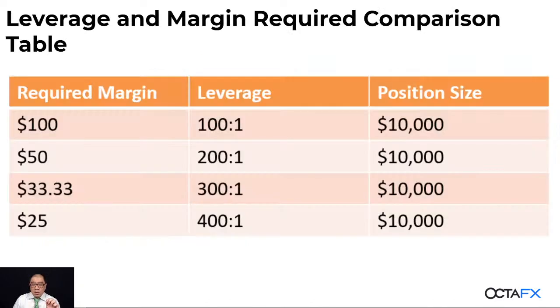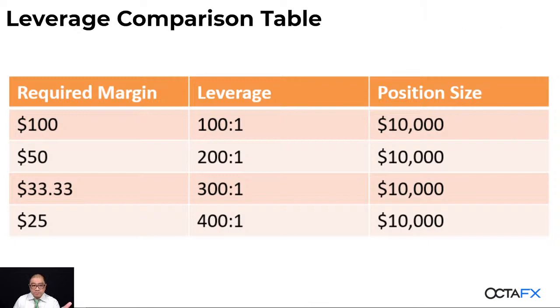All right. So this is a quick look at what margin is and the required margin comparison. To open a position size of 10,000 on a 100 to 1 leverage, you are required to have $100 set aside. 200 to 1, you are required to set $50 aside. 300 to 1, you are setting aside $33.33. 400 to 1, you're setting aside $25. Those are just a quick comparison of what the margin requirement is and how you calculate it.